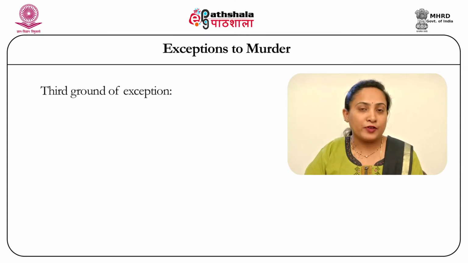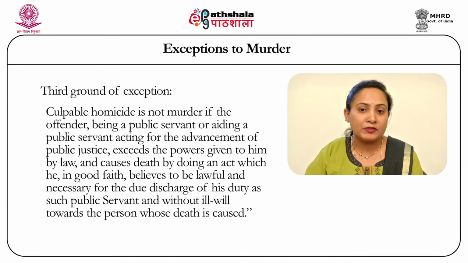Coming to the third ground of exception to section 300. Now, this is a case wherein culpable homicide will not become murder if the offender, who is a public servant or is the one who is aiding the public servant, while acting for the advancement of public justice, exceeds the power given to him by the law and causes the death of that victim by doing an act which he in good faith believes to be lawful and necessary for the due discharge of his duty as a public servant, and without any ill will towards the person whose death is caused.